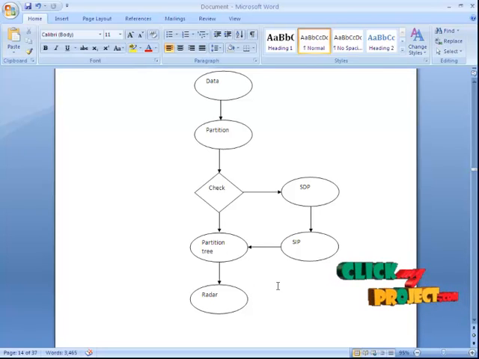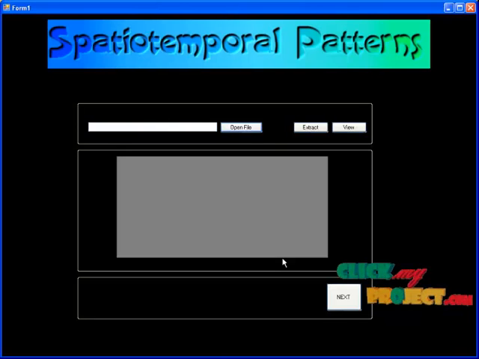Finally, the radar process. We use the radar process and analyze the data as it moves. So we analyze the data each and every time it moves, and concurrently the origin part will receive the data. Let us see the project demo.